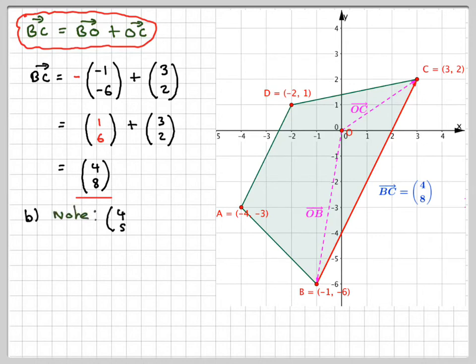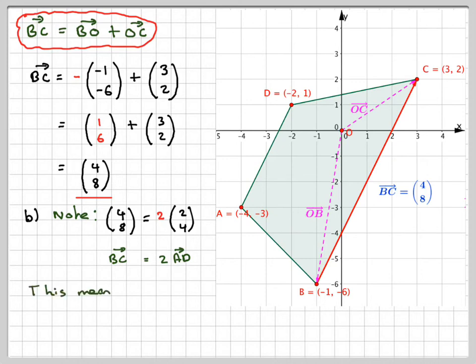Now, we might have noticed that (4, 8) is twice (2, 4). What we're saying is vector BC is twice vector AD. Now, what does that actually mean geometrically? Well, we can see very clearly that this line here is parallel to this line here. Also, this one is twice the length of this one. If you think about it, this one we go 4 along and 8 up, so it's 2 lots of 2 along and 4 up, and this one we just go 2 along and 4 up.